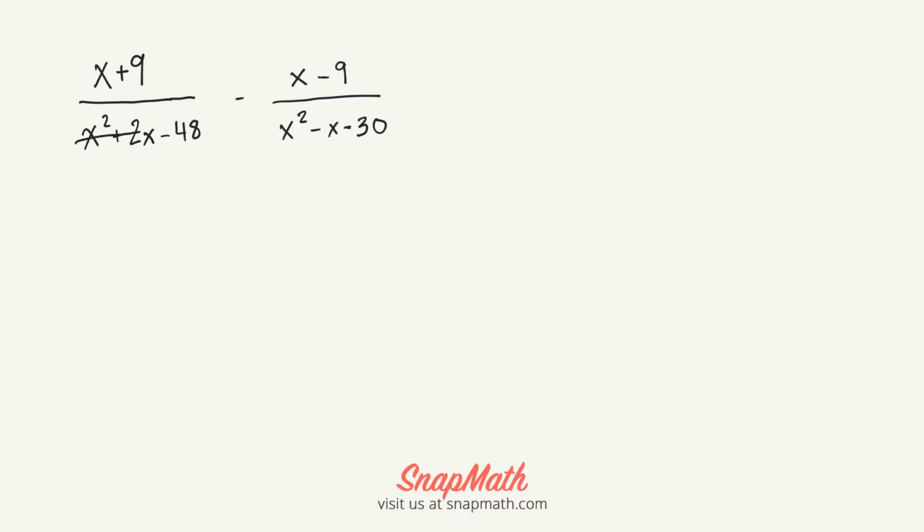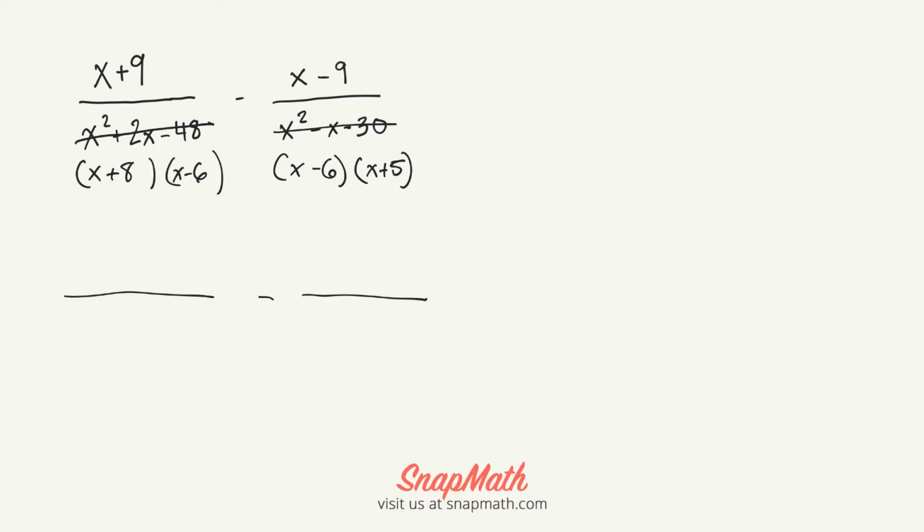So I'm going to cross these out, and then I'm going to create two binomials by factoring the trinomial, and this will give me x plus 8 and x minus 6. This next one will turn into x minus 6, x plus 5. So our common denominator for both fractions will be x plus 8, x minus 6, and x plus 5 for both of them.